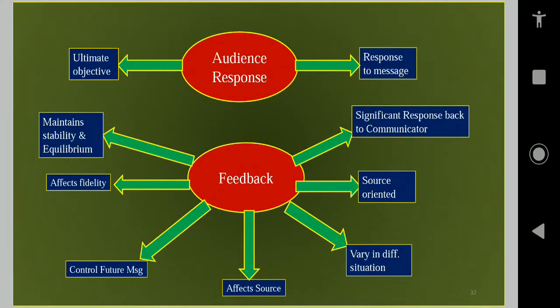Extension communication is never complete without feedback information. Feedback means getting some significant response of the audience back to the communicator. Communication work is not an end in itself. The extension agent should know what has happened to the audience after the message has reached them. Feedback should be a continuous process, as the audience and communicators are neither always the same persons nor are they interacting in the same situation.